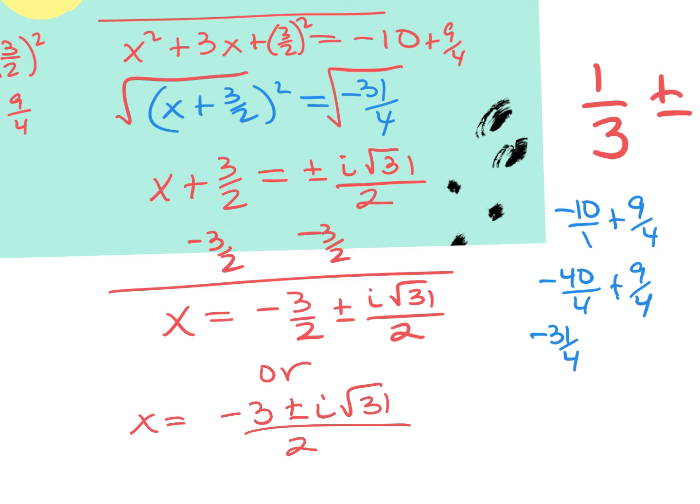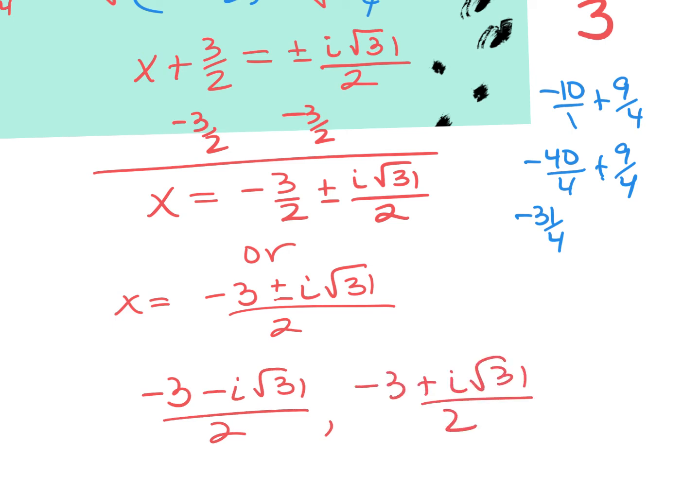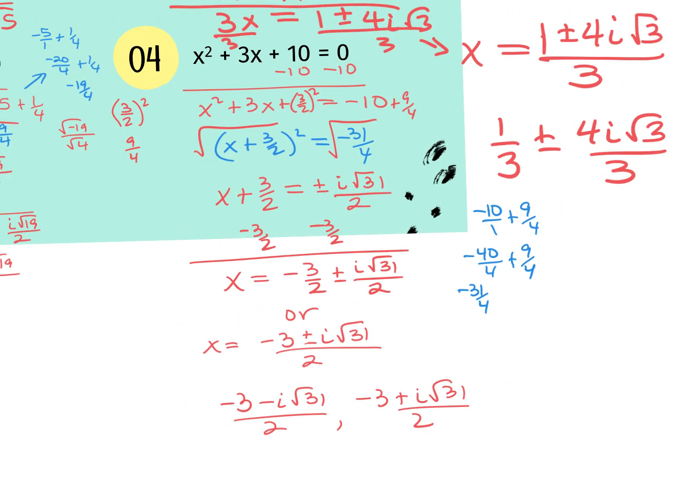When you're doing this in the homework tonight, just read how WebAssign wants you to enter it, if they want you to separate the two answers with a comma. Because remember, you really have -3 minus i radical 31, and then here -3 plus i radical 31 over 2. So just pay attention in the question to see how WebAssign wants you to enter it. Everybody good here? Let's try the next one.